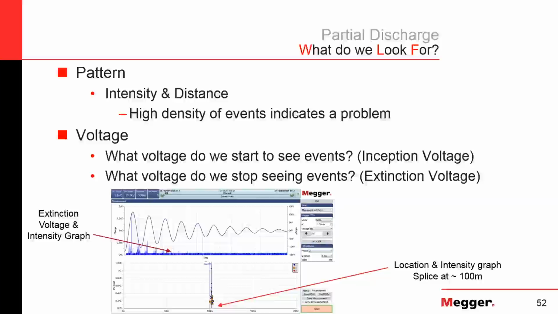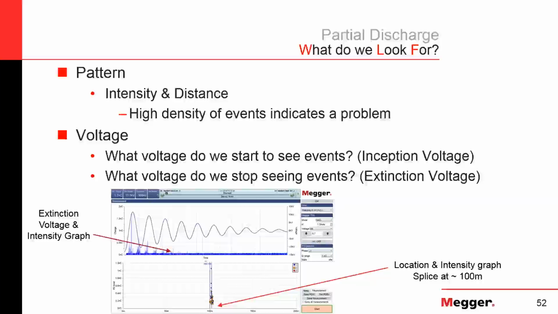The other important piece of information that we get from this testing is partial discharge inception voltage and extinction voltage. The inception voltage is at what voltage do we start to see PD events? And that's very important because if we start seeing PD events below operating voltage, that's critical. That means that cable's seeing PD all the time.